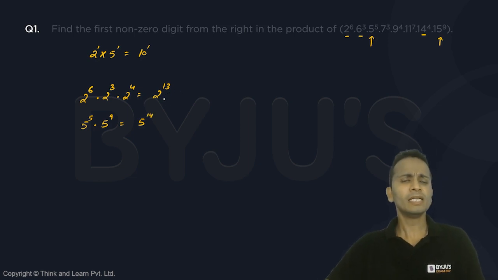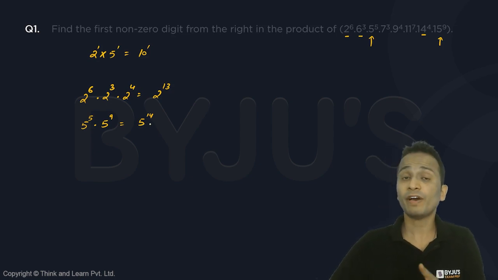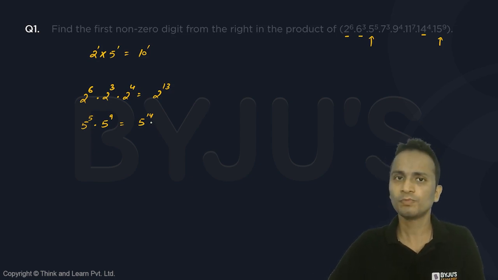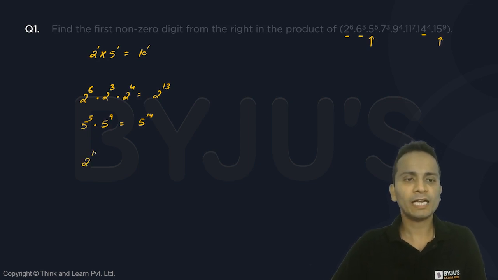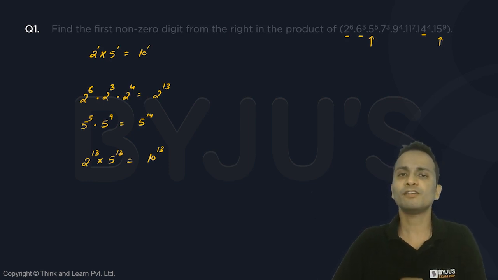Okay. Now the power of 2 is 13 and the power of 5 is 14. Power of 5 is 1 more than the power of 2. Okay. So we'll look at the lower of these two powers, and I can say that 2 raised to the power 13 multiplied by 5 raised to the power 13 will make 10 raised to the power 13. So if the question would have been what will be the number of zeros at the end of this number, my answer would have been 13. But this is not the question.